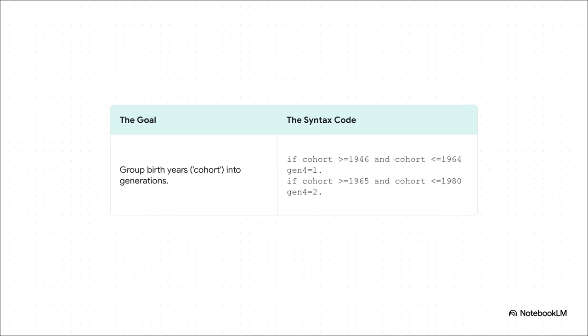Syntax is also absolutely perfect for handling numerical ranges, like if you wanted to group people into generations based on their birth year. And here's a little pro tip. See how the code uses greater than or equal to and less than or equal to? Using those instead of just greater than and less than makes your code so much clearer and helps you avoid those annoying little off by 1 errors.